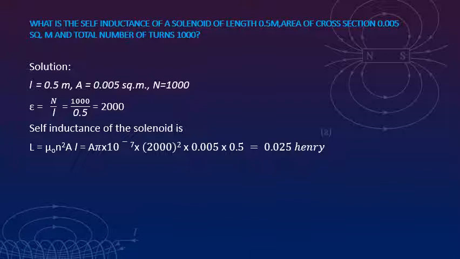On substituting the values, we get self-inductance capital L is equal to mu naught is replaced by 4 pi into 10 raised to minus 7 into small letter n is replaced by 2000, so 2000 square, into capital A is replaced by 0.005 into small l is replaced by 0.5. On substituting, we get the final answer as 0.025 Henry.